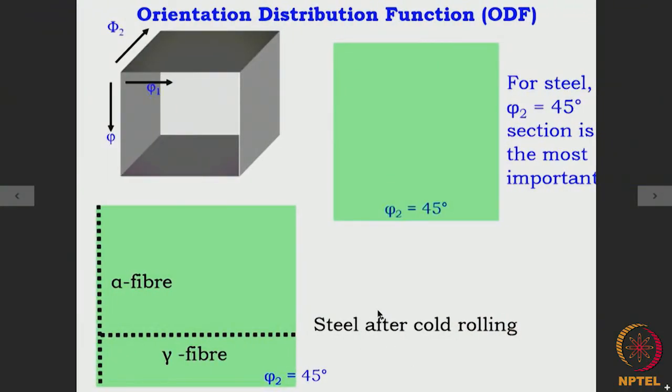For steel engineers, the most important section of the orientation space is the phi 2 45 degree section. Why is it so important? Because if we take a steel and cold roll it very heavily, whatever the kind of steel we have, we will see that in general, most of the pole density will lie along this line in this section and also along this line in this section. And all orientations lying along this line are known to constitute what is known as the gamma fiber, and all orientations lying along this line are known to constitute what is known as the alpha fiber. So, phi 2 45 degree section is very important for the steel engineers.